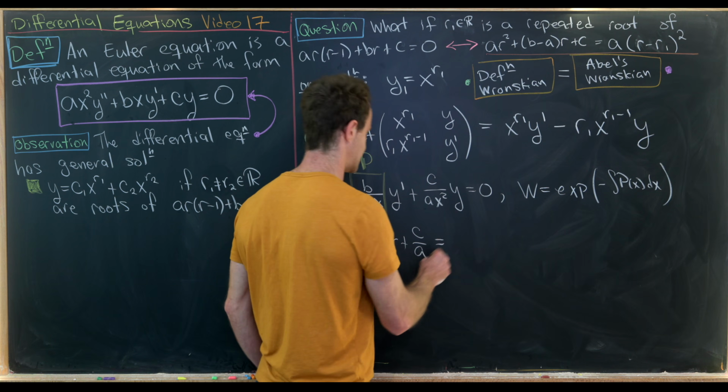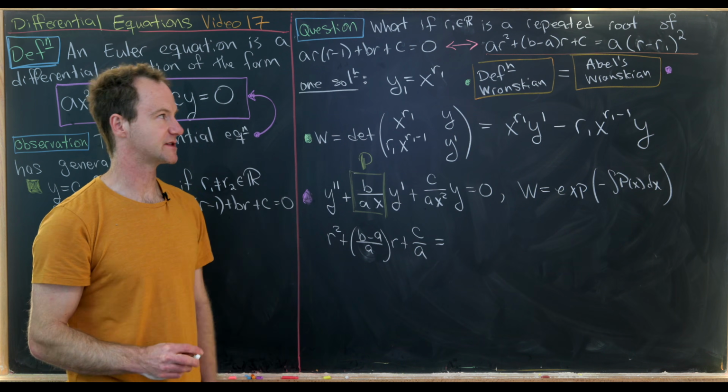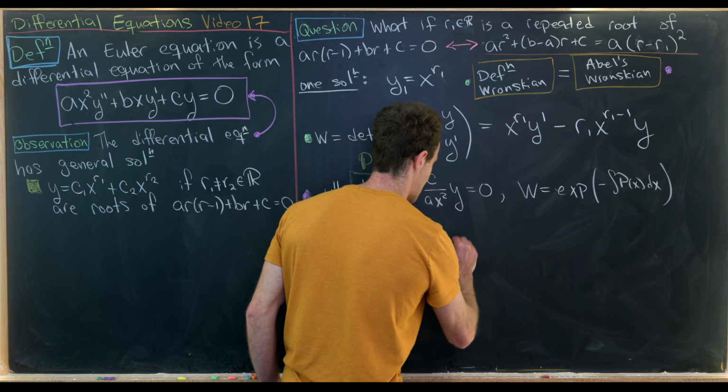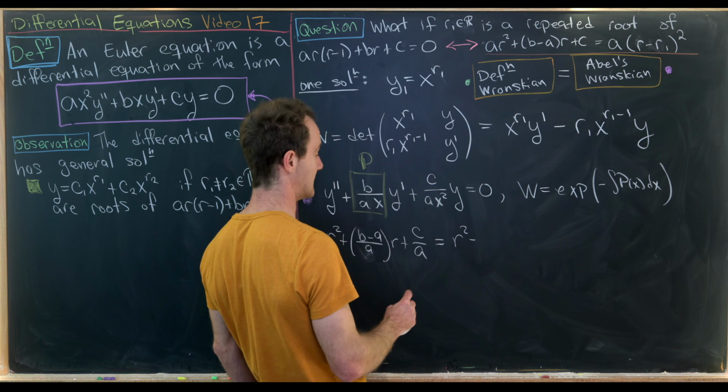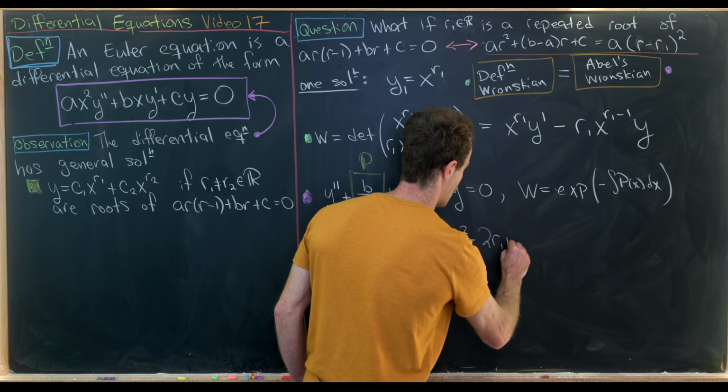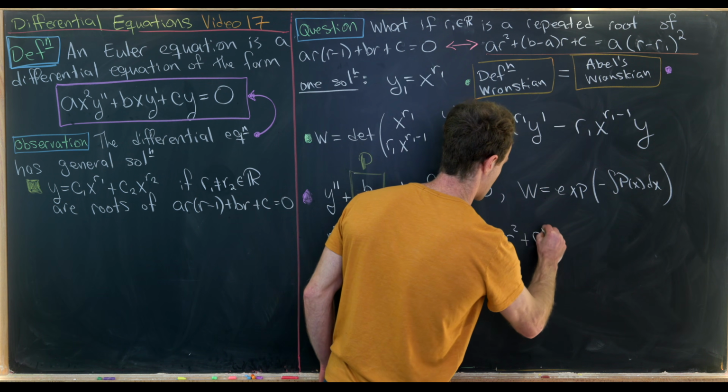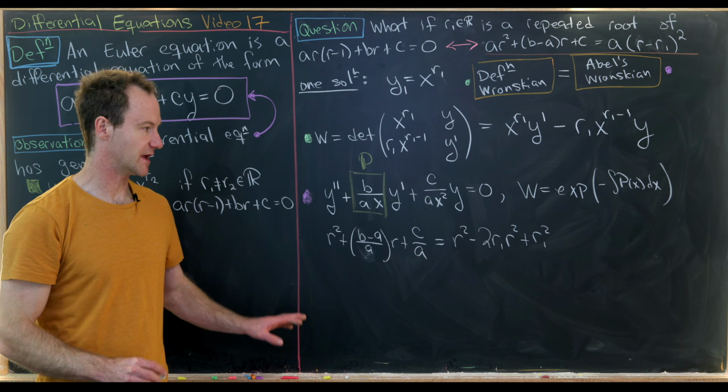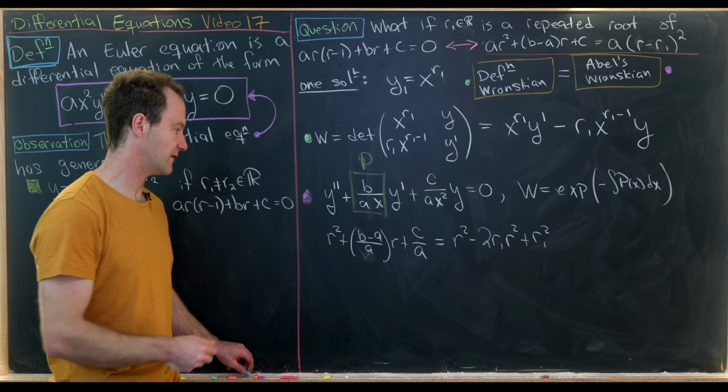And then the right-hand side dividing by a will be r minus r1 squared, but I'll go ahead and multiply that out. So we have r squared minus 2r1 times r plus r1 squared. Okay, nice. Now we can equate coefficients.